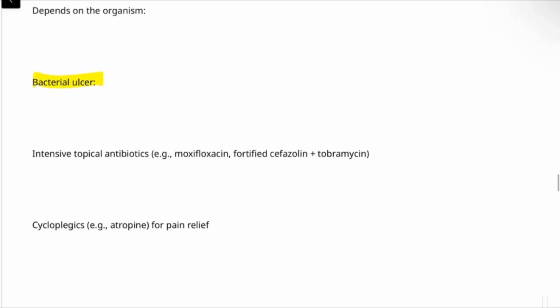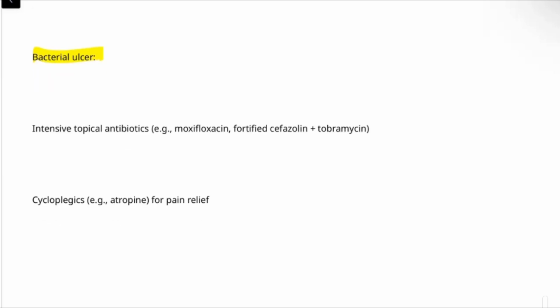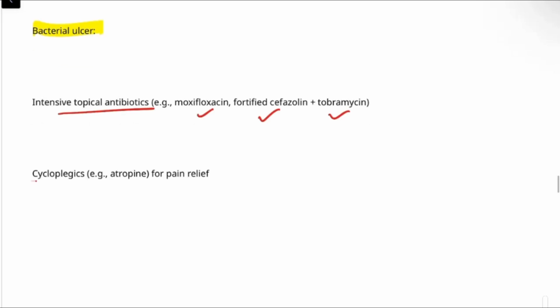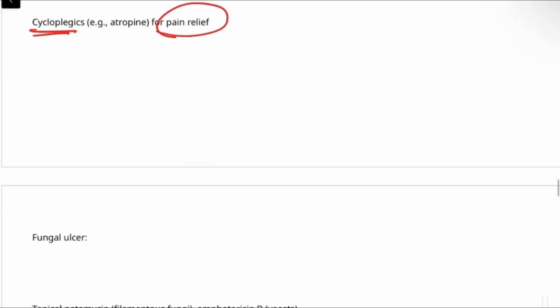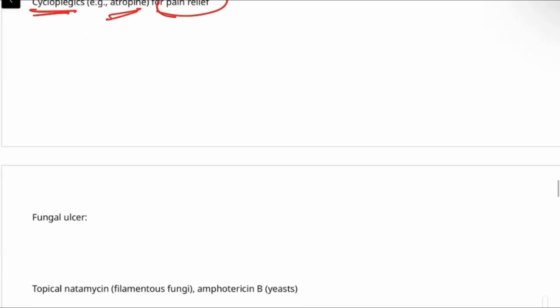If it is a bacterial ulcer, we will give intensive topical antibiotics like moxifloxacin, fortified cefazolin and tobramycin. Or we can also use cycloplegics for pain relief, like atropine. Okay, then what does cycloplegia do? Because of that reason they will get pain relief. Then if it is a fungal corneal ulcer, we will go for topical natamycin for filamentous fungi and amphotericin B for yeasts.